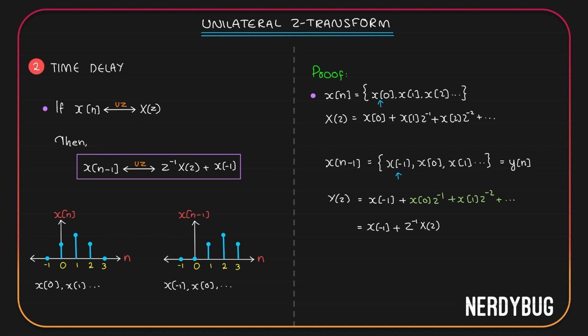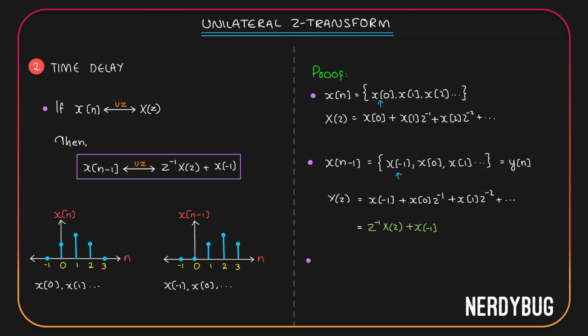Bilateral Z transform of x of n minus 1 is simply z inverse x of z, but here it is z inverse x of z plus x of minus 1. We are also considering the initial condition. Let's put x of minus 1 over here. We got the unilateral Z transform of x of n minus 1. It is z inverse x of z plus x of minus 1.